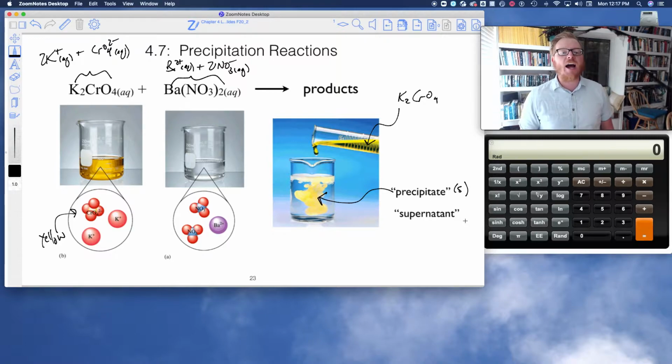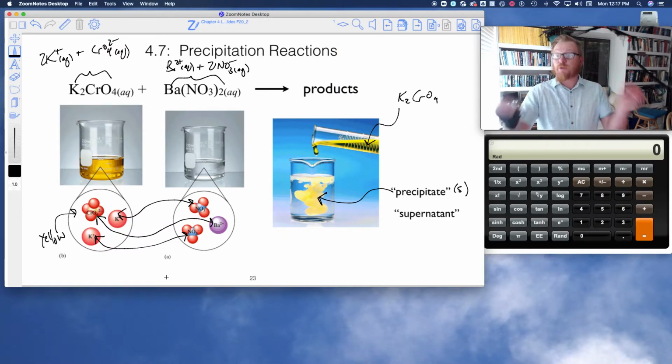So in this ion exchange, our potassiums were with the chromate, but now each of these potassiums are going to react with the nitrate, or the nitrate's going to react with the potassium, either way. We'll just say they both get together. And the other possibility is for the barium and the chromate to get together. So this is that ion exchange, that double displacement.